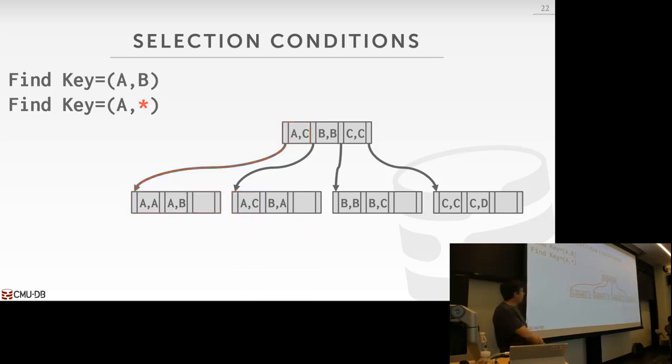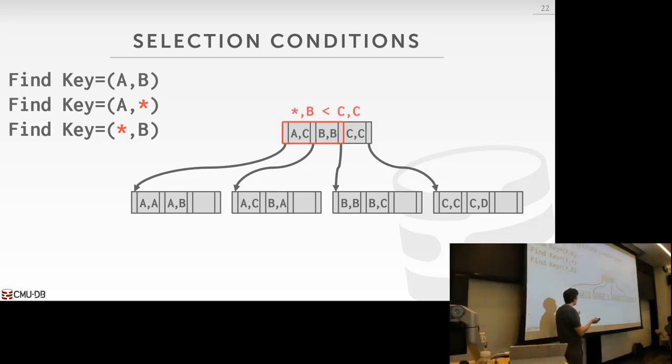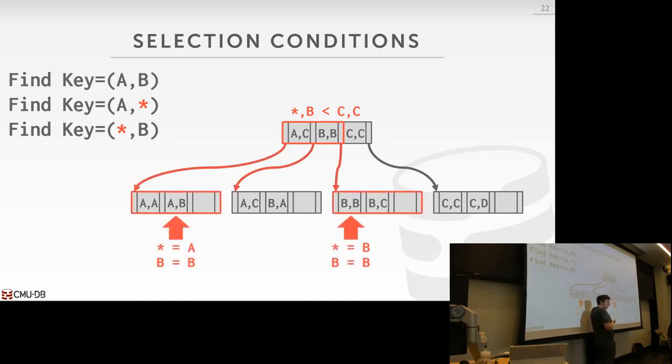The hard one is this, where you only have the last element and not the first one. So the way you actually end up implementing this is you try to figure out, at least in the root node, which portions of the tree do I need to look at? Something could be there. So in this case here, I know that no matter what I have for the first value, it's always going to have to be less than C for the second attribute, the second value. So I don't need to look at this guy over here. I only need to look at these other ones.